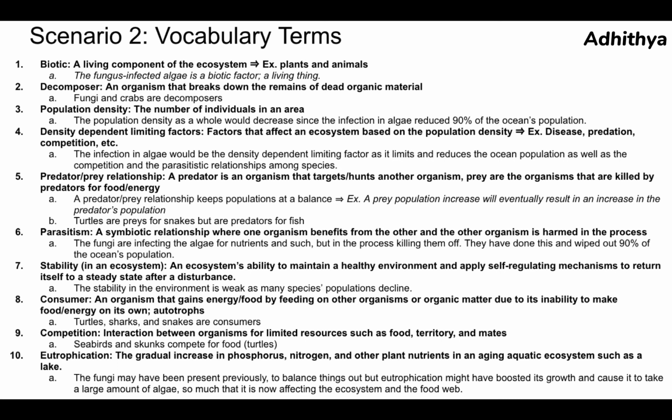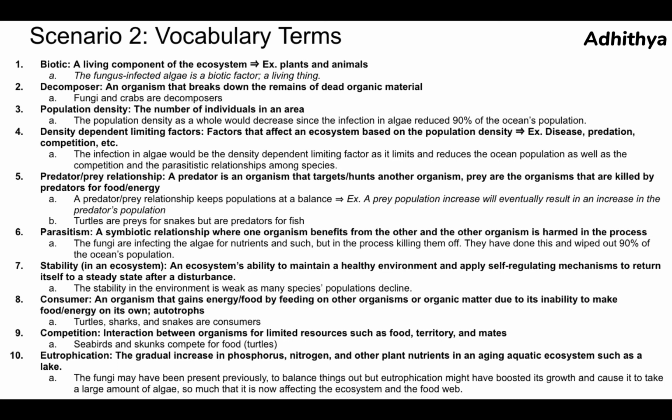Stability in an ecosystem. An ecosystem's ability to maintain a healthy environment and apply self-regulating mechanisms to return to its steady state after disturbance. The stability in the environment is weak as many species populations decline.